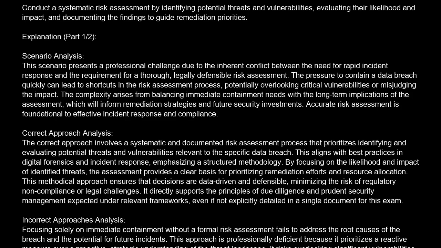The correct answer is C. Conduct a systematic risk assessment by identifying potential threats and vulnerabilities, evaluating their likelihood and impact, and documenting the findings to guide remediation priorities. Explanation.